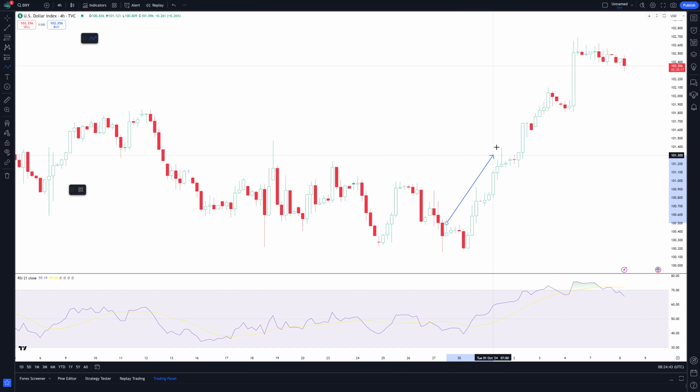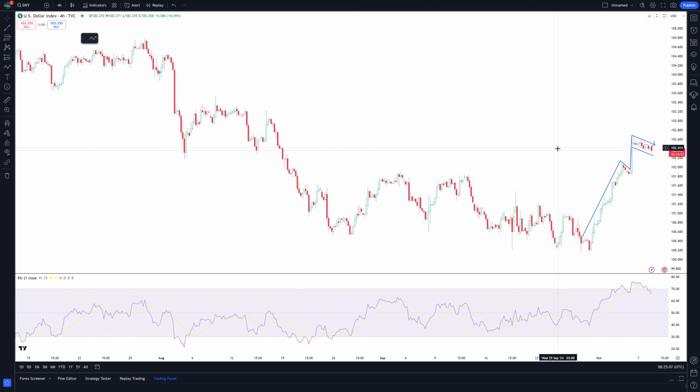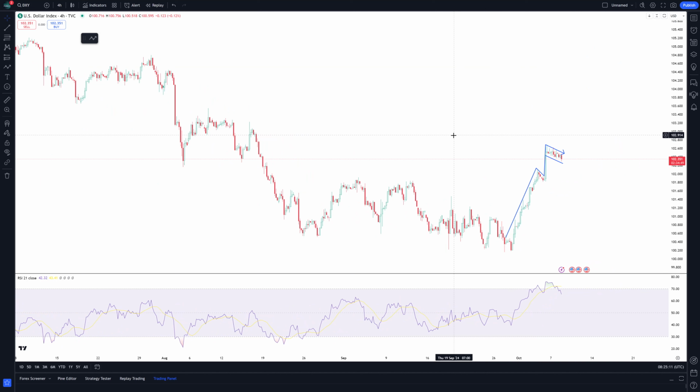So we went up, took a little breather here, down here, and then up, and it's taking a little breather here, creating what we call a bullish flag. So what I'm expecting is it to break above the top line here and continue its move higher towards the 104 area, where I'm expecting it to take a bit of a breather, consolidate, and then move higher again. And why do I think that is happening?